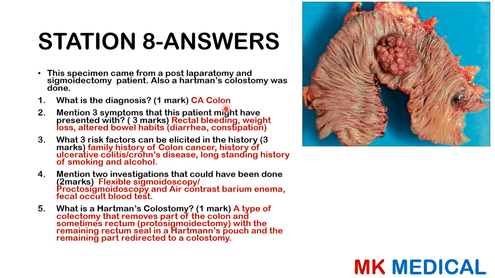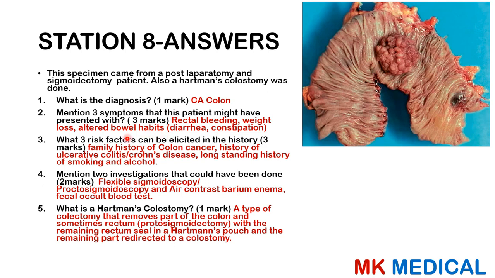So this is a CA colon. They may have rectal bleeding, they may have weight loss, they may have altered bowel habits, for example, diarrhea or constipation. If it's much more distal, they may sometimes even have tenesmus. Then they may also present with intestinal obstruction.